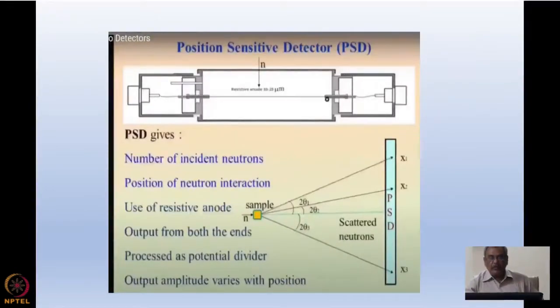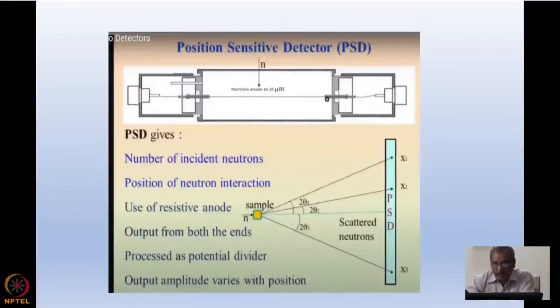So how do we do it? Typically this is how a position sensitive detector looks. This is again a gas detector, and you can see there is a wire, the central anode wire, which is a resistive anode, typically around 10 to 25 micron diameter. This shows a schematic, just as I showed, that the sample scatters at various angles, and the PSD not only counts the neutron, it also gives me the position, which I convert to angles knowing the sample to detector distance.